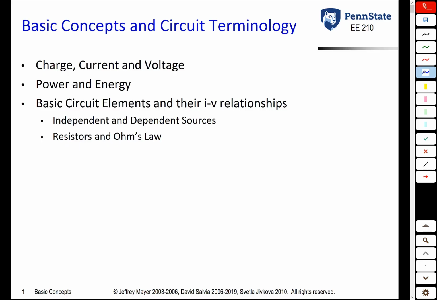In today's lecture, we're going to talk about the three most fundamental concepts in electrical engineering: charge, current, and voltage. And then in the subsequent lectures, we'll talk about power and energy, and then we'll talk about the most basic circuit elements such as power supplies and resistors, and introduce Ohm's law, which is the most fundamental theorem in electrical engineering. You will want to read in the book Chapter 1, which is sort of an introductory chapter, and then in Chapter 2, Sections 2.1 and 2.2.